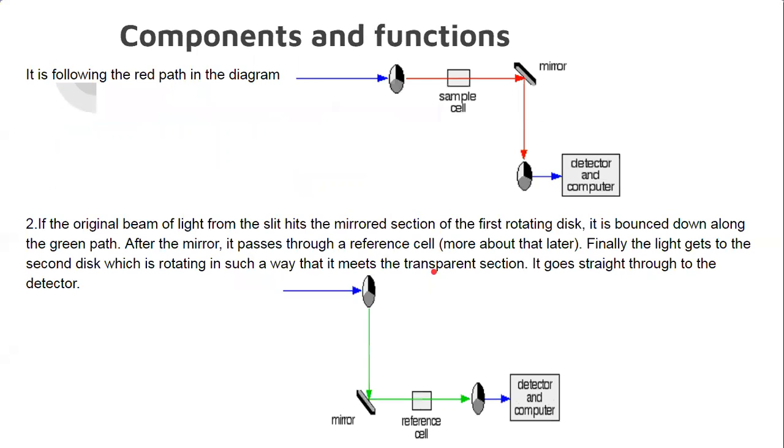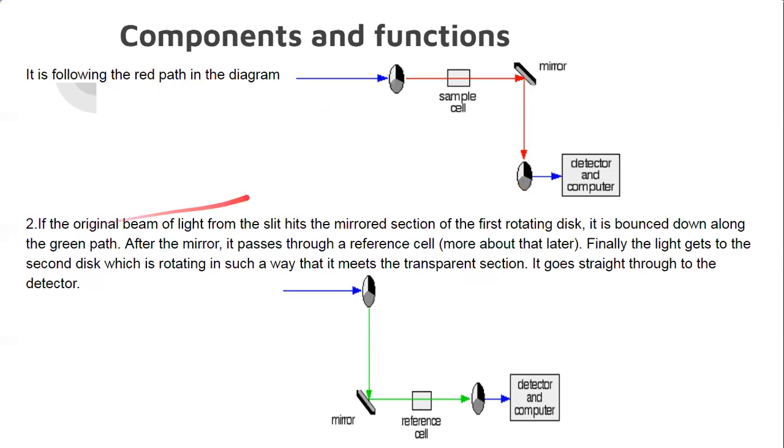That is the first feature. Like this, the light coming from here meets a transparent section and is sent into the sample cell. In the sample cell, some intensity of light is absorbed, and the remaining intensity is transmitted. This transmitted light strikes the mirror and is sent to the second rotating disc. Here, the second rotating disc has a mirror section, so that light will fall upon this mirror section.